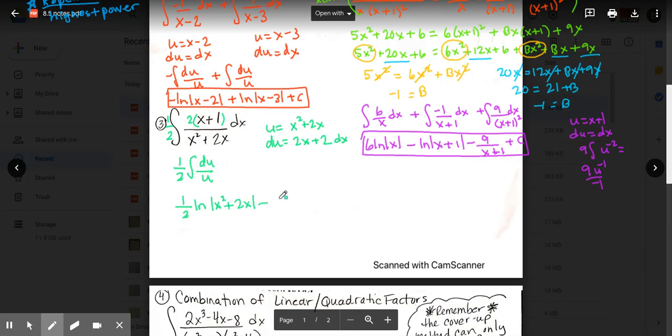Now, could you have done this with partial fractions? Yes. But why would you want to do that? Make it a lot harder.